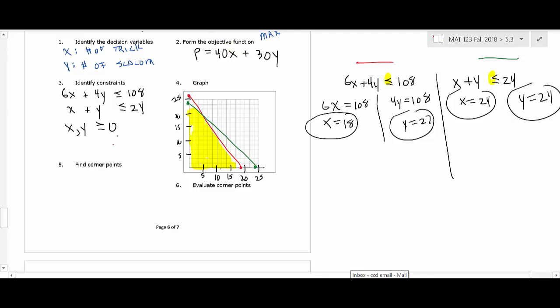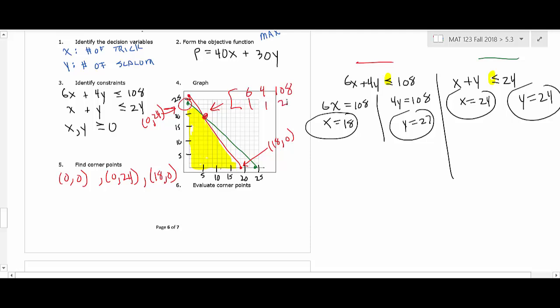So, the corner points. We have 0, 0. The y-intercept on this one was 24, so this corner point right here is 0, 24. This corner point here is 18, 0. Just look at your graph to figure that out. And then you want to do the matrix. For this corner point, you're going to do the matrix 6, 4, 108, 1, 1, 24.